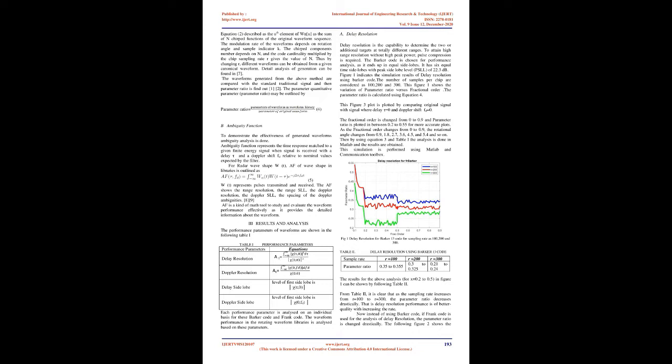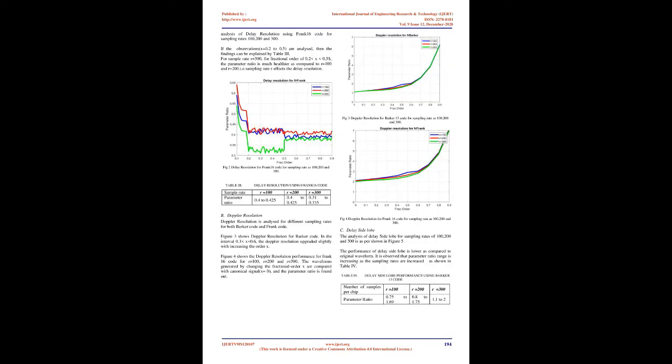Equation 2 describes the u-th element of Wa(u) as the sum of n chirp functions of the original waveform sequence. The modulation rate of the waveforms depends on the rotation angle and sample indicator k. The chirp component's number depends on n, and the code cardinality multiplied by the chip sampling rate R gives the value of n. Thus by changing R, different waveforms can be obtained from a given canonical waveform. Detailed analysis of generation can be found in reference 7. The waveforms generated from the above method are compared with the standard traditional signal and then the parameter ratio is found out. The quantitative parameter ratio may be outlined by B.